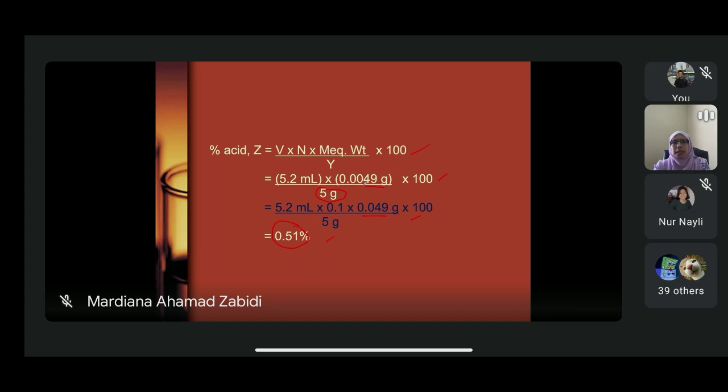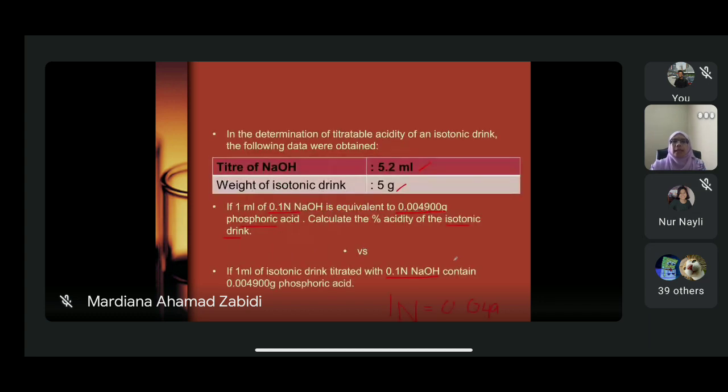Nampak tak this one dengan this one? The difference is a matter of 1 0 tu. Okay, it gives a big difference. Right, divide by 5 gram. So sepatutnya jawapannya adalah sama. Okay, tapi kita tak pakai yang warna biru ni sebab dalam soalan, again, refer back to your question.